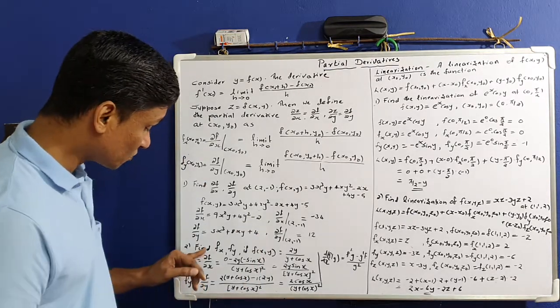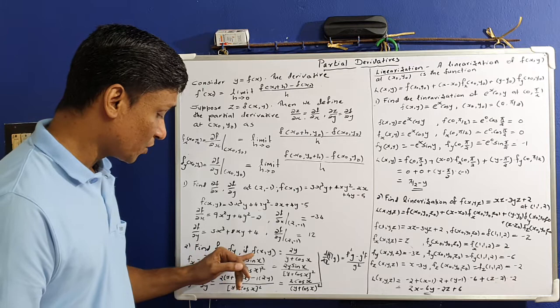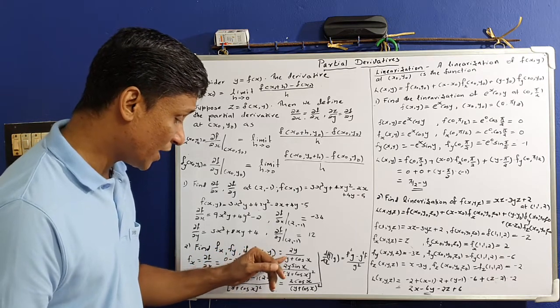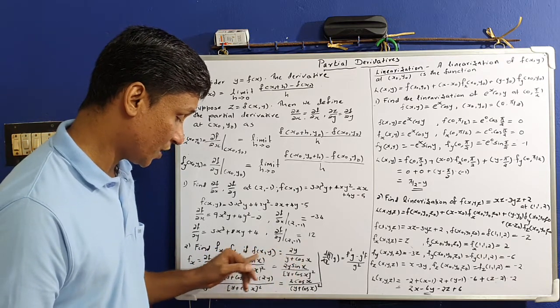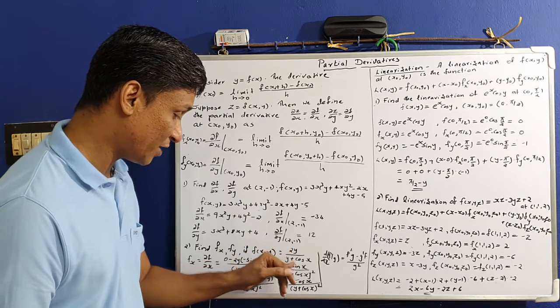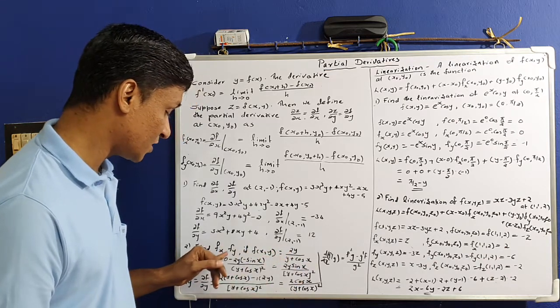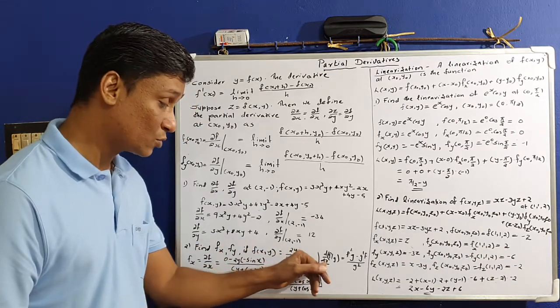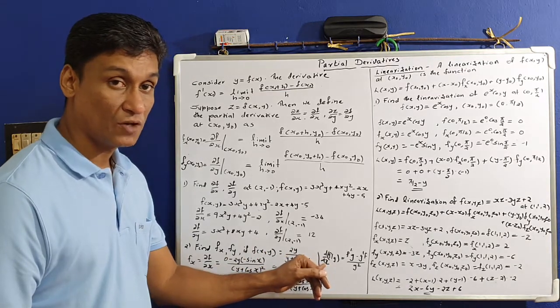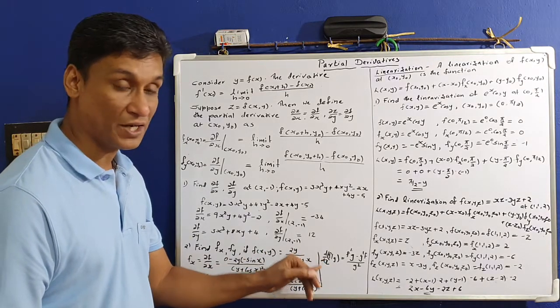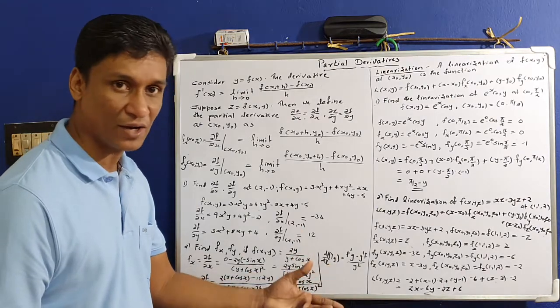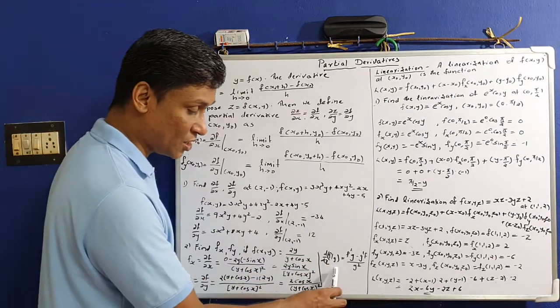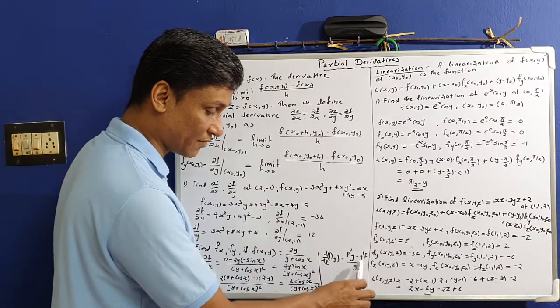Now 2. Find fx and fy if f(x, y) = 2y/(y + cos x). Here you have to use this result: the derivative of f by g, d/dx of f/g, equals (f'g − g'f)/g².